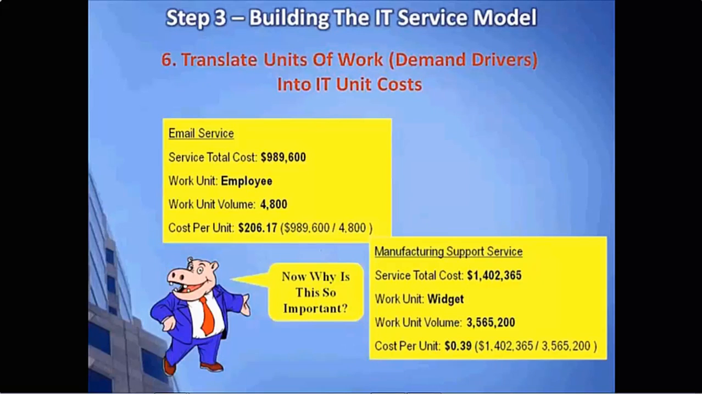Slide 25. So let's take a look at an example here. Here is our email service. We figured out from adding up all those assets that we're spending roughly, in this example, $989,600 for email. We've decided that our demand driver is number of employees. We now go to the business to have them identify for us what the employee headcount is. The business will also be responsible for forecasting headcount to IT.